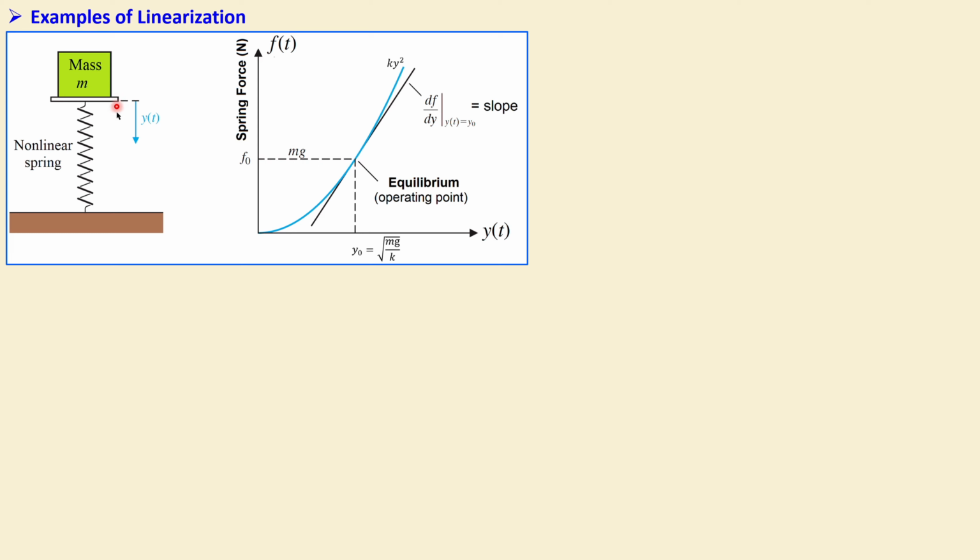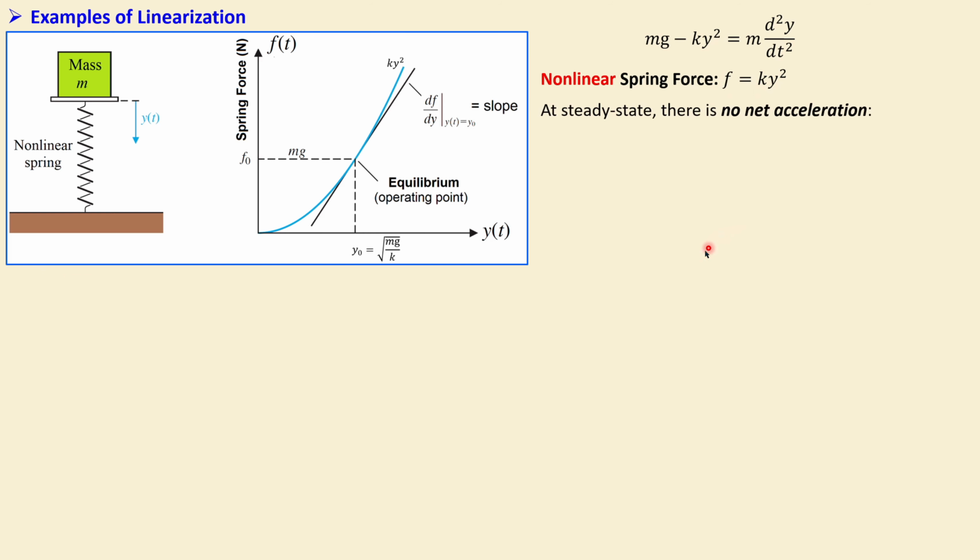Because we also have gravity, in this case, using Newton's second law, we can say m, which is the mass of this block, times the second derivative of that motion is equal to gravity minus the force of that spring, which will then fight back. That's why we have a minus ky squared. So this is just Newton's second law. Now for the nonlinear spring, we have this expression, so F is k times y squared. Now at steady state, there is no net acceleration.